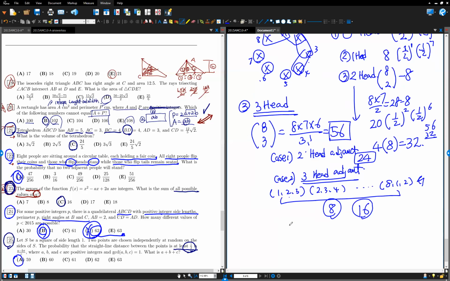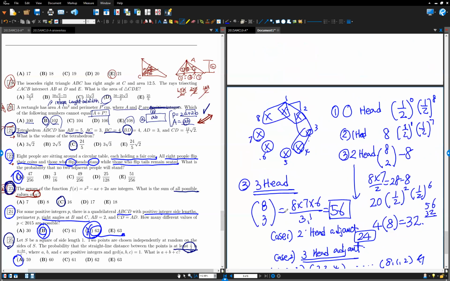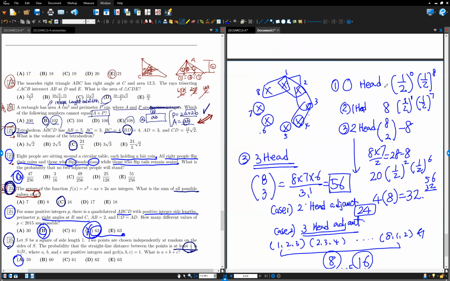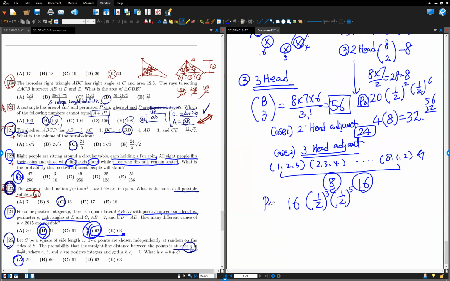Okay, now what is the probability? 16 times, each one is 1/2; 3 are heads, and all the other 5 are tails, right? That's the probability. This is the probability over here, P1. This is P2. This is P3, 2 heads. And this is P4, right? Now, 4 heads.